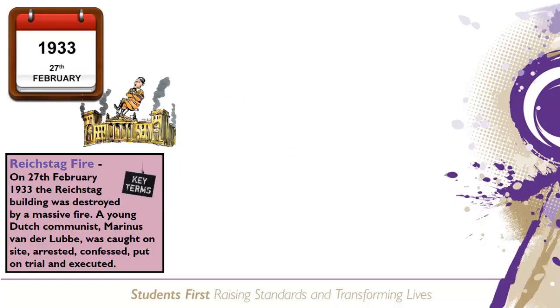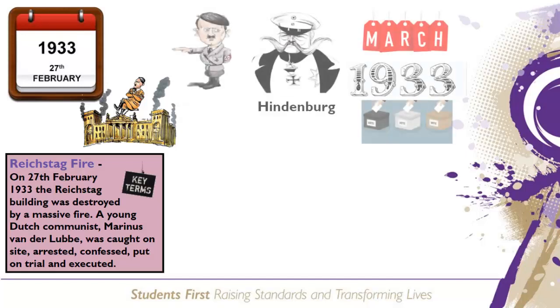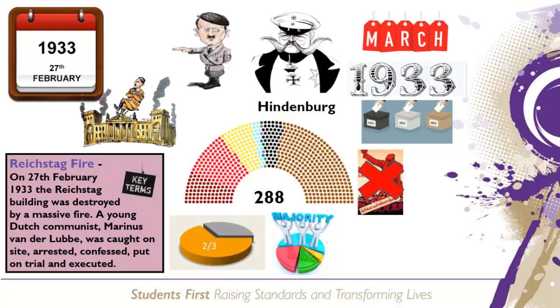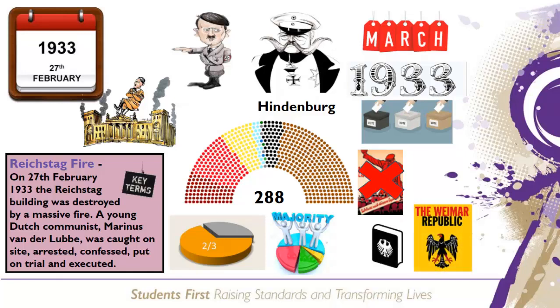As we know, on the 27th of February 1933, the Reichstag Fire allowed Hitler, who was now Chancellor of Germany, to persuade President Hindenburg to call an election for the 5th of March. In that election, the Nazis not only increased their seats in the Reichstag to 288, but after banning the Communist Party from taking up their 81 seats, now had a two-thirds majority. This was crucial as it gave Hitler enough votes to change the constitution of the Weimar Republic.